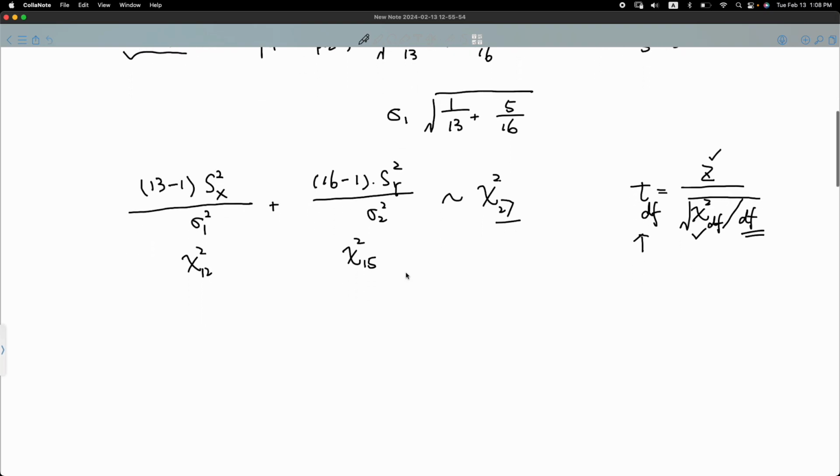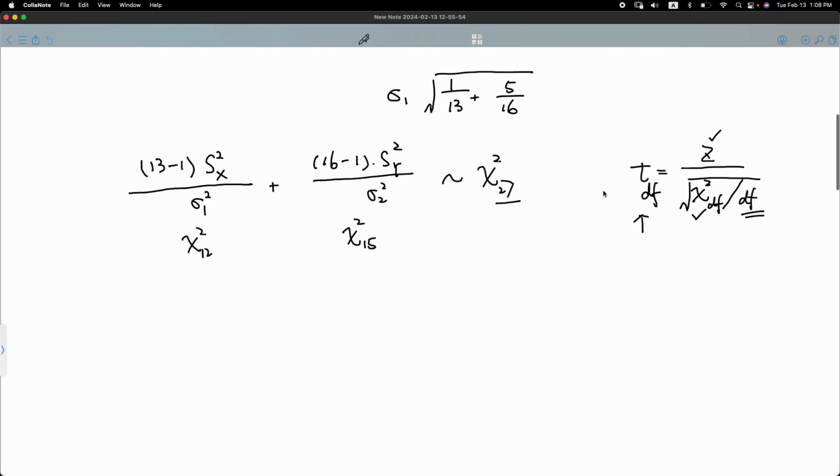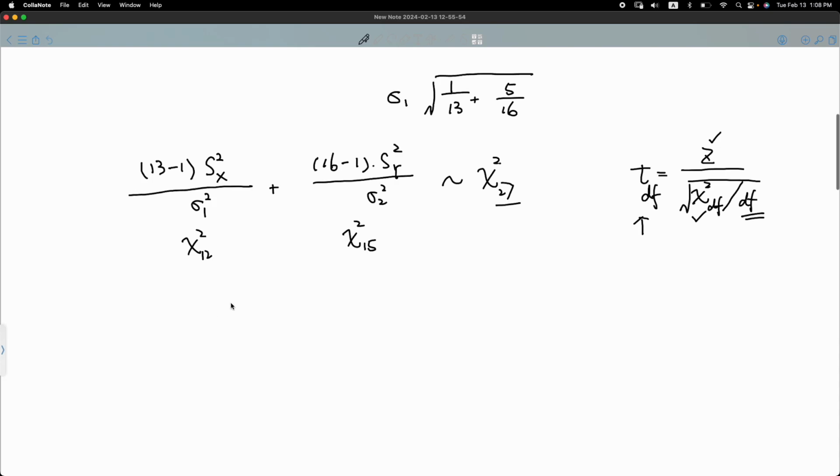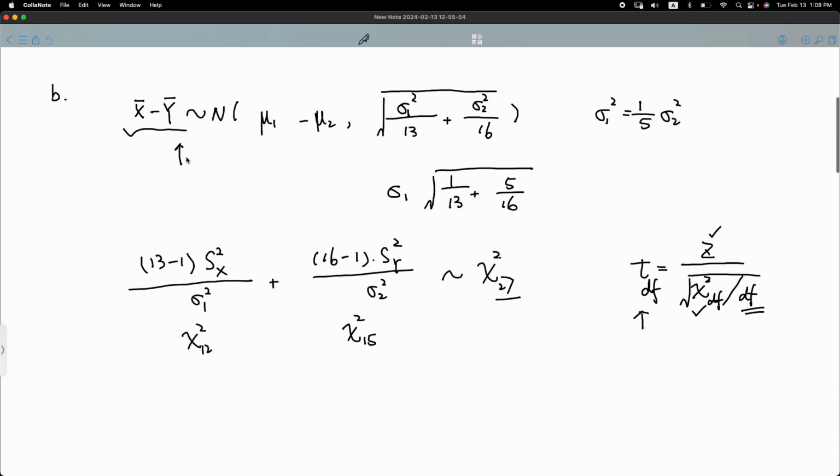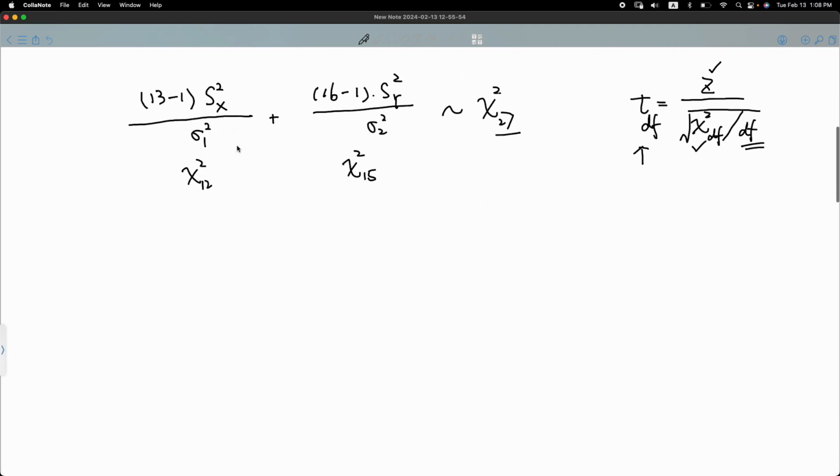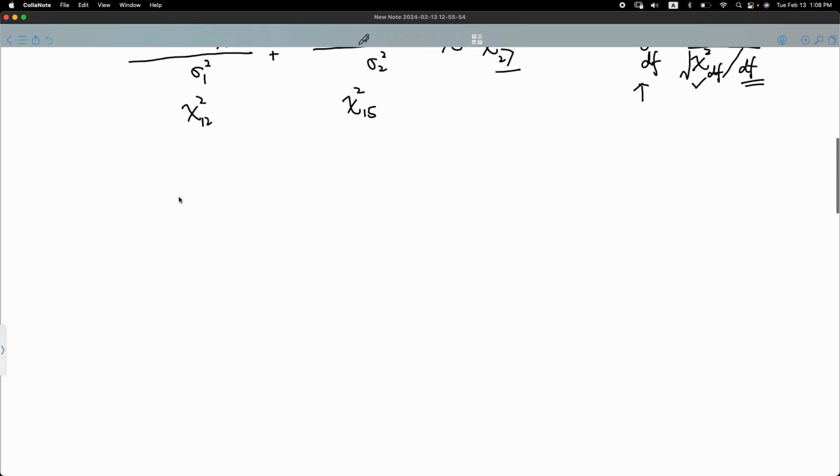First of all, let's work on the standard normal in the numerator. Here we are given a general normal. We just need to standardize it to convert it to a standard normal, and we can do that in the following way. So x bar minus y bar is the random variable that follows a normal, and then we are going to standardize it by subtracting the mean, which is mu1 minus mu2.